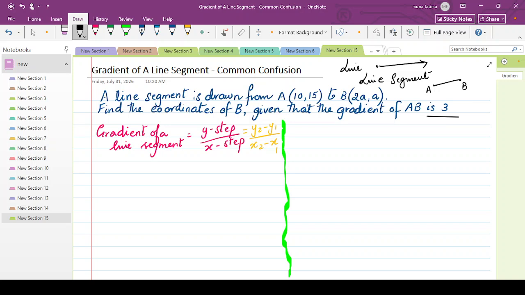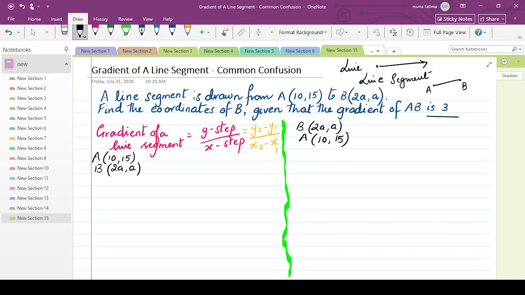Well, actually it doesn't matter. Let us find out why. I am going to just write these down. I'm going to put A over here, and write down the coordinates 10 and 15, and B over here. And I'm going to do the reverse over here: B first and A after that.